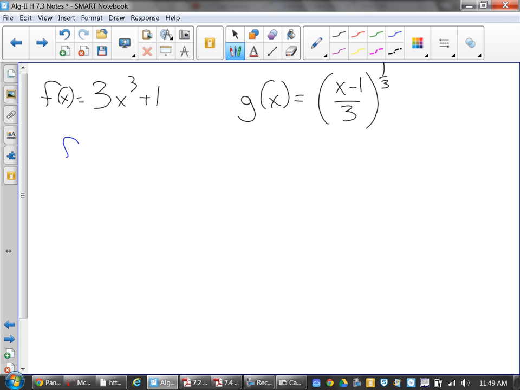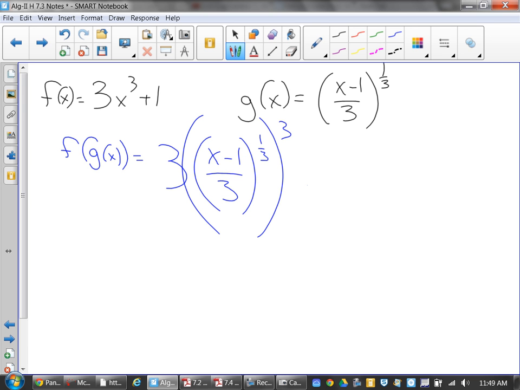Let me start this out here, see how we're doing this. F of g of x. So I write down the g of x equation, and then I surround it with the f of x. 1/3 to the third power is just 1. 3 over 3 is 1. So you get x minus 1 plus 1.